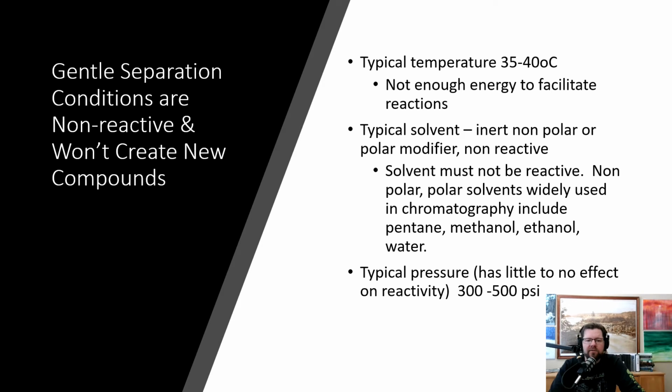And then also typical pressure for a column, 3 to 500 psi. Even if this number was up at the 4,000, 5,000 psi, it would have little to no effect on the reactivity of the components in the analyte.